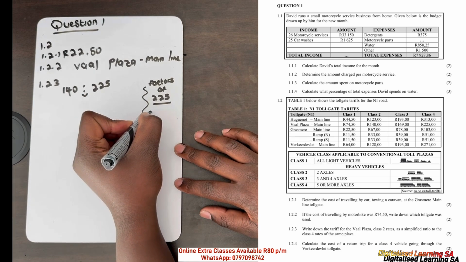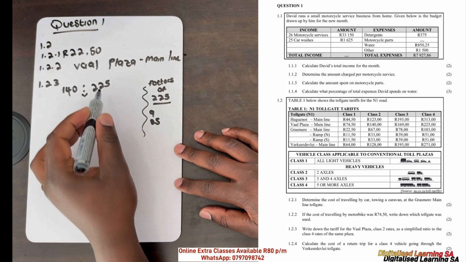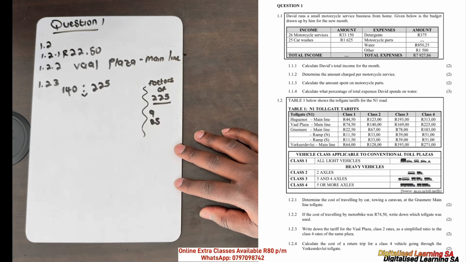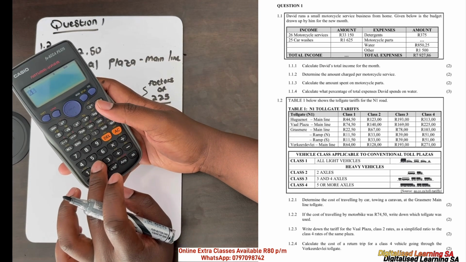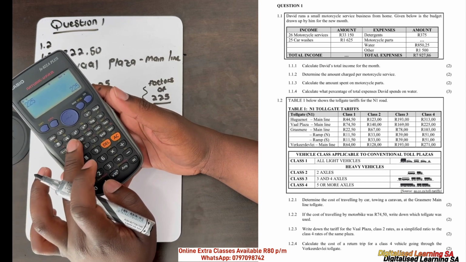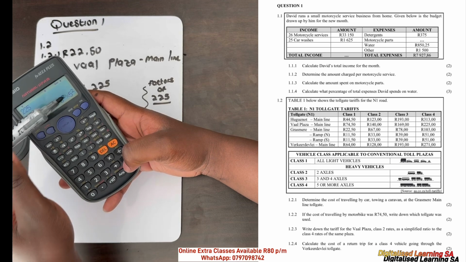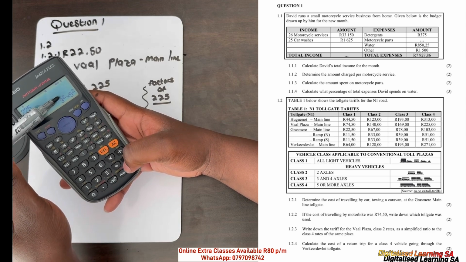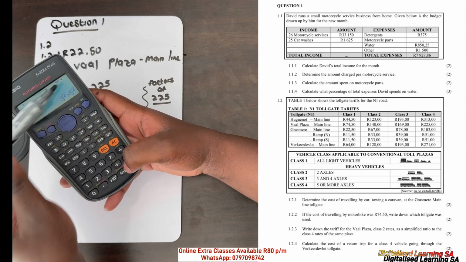So if we multiply 9 by 25, this gives us 225. So these are the factors. And to get the factors, guys, you just come to your calculator. So you can easily say 225 equals, and then fact. And then we can see that we have 3 and 5. So it's 3 to the power 2 and 5 to the power 2.